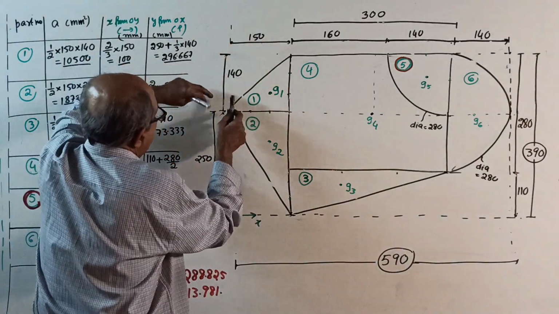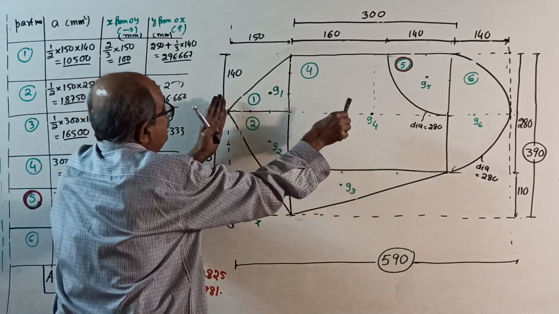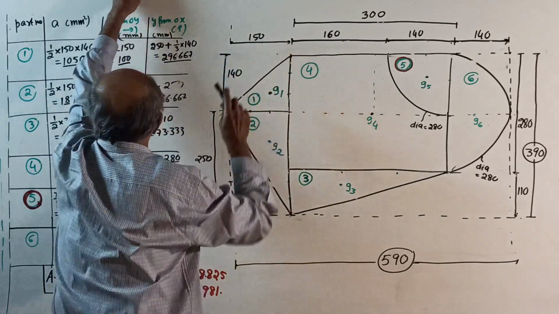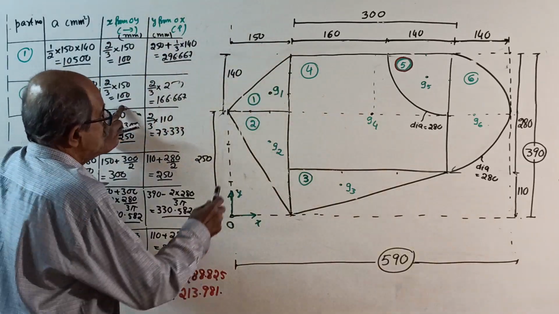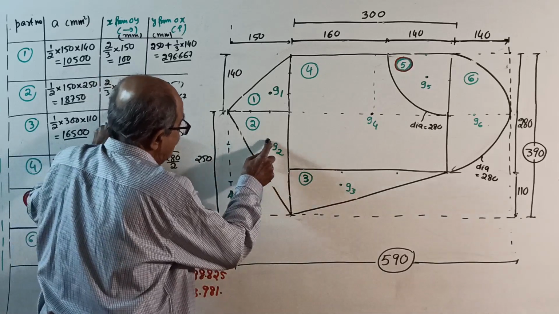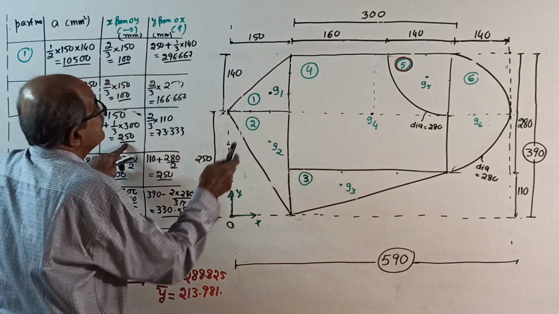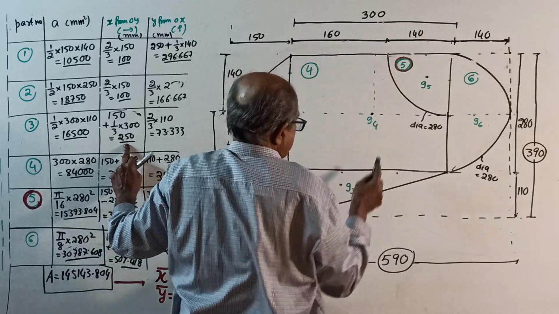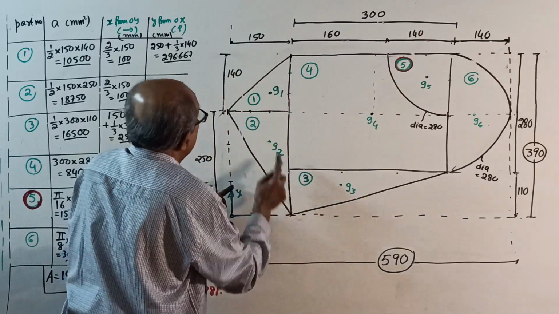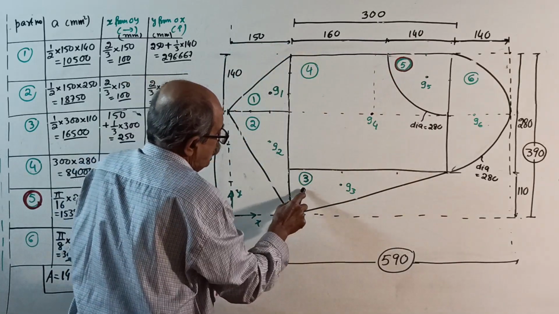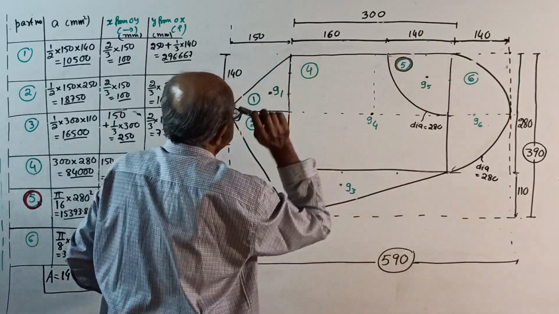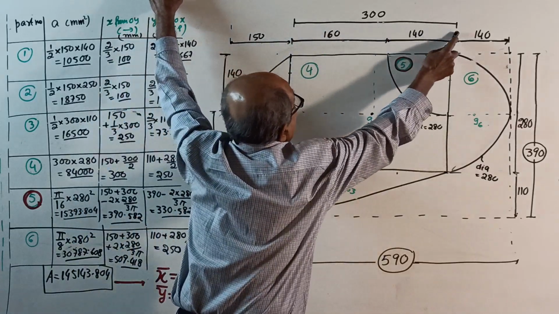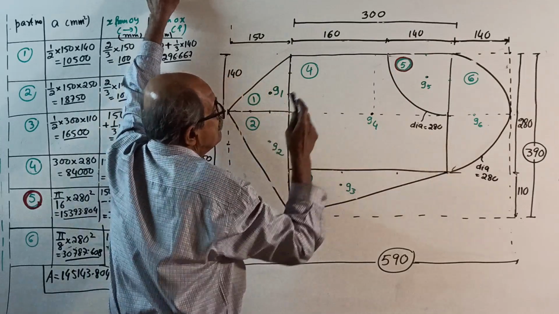X1. See, from here, this way is x. From the extreme end here, 2/3 of 150, 100. X2, again 2/3 of 100. X3 here, 150 plus 1/3 of 300. X4, 150 plus total 300, half of 300.